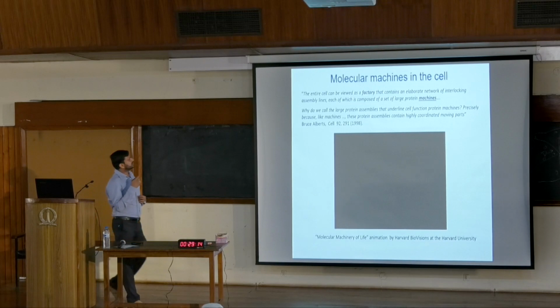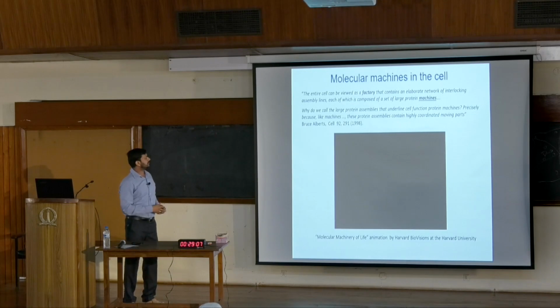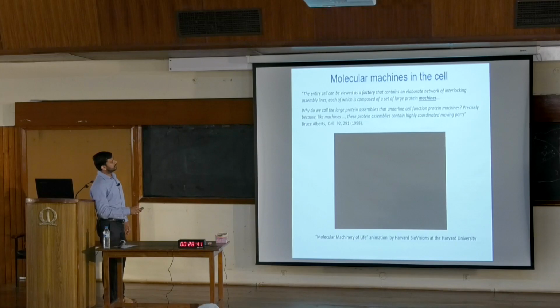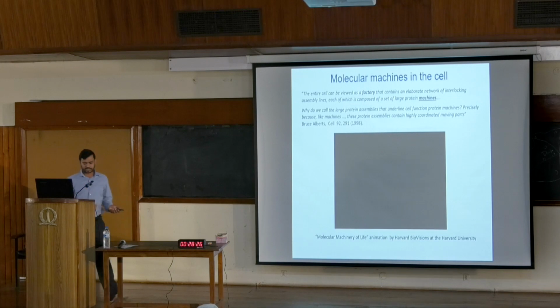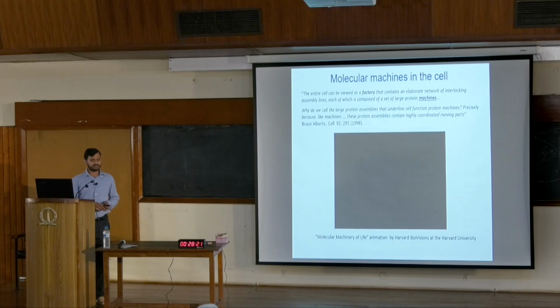The term molecular machines became widespread after Bruce Alberts' review in 1998. He was the first one to use the term molecular machines for protein complexes which work inside the cell. The reason he termed them machines was mainly that these protein complexes contain highly coordinated moving parts.